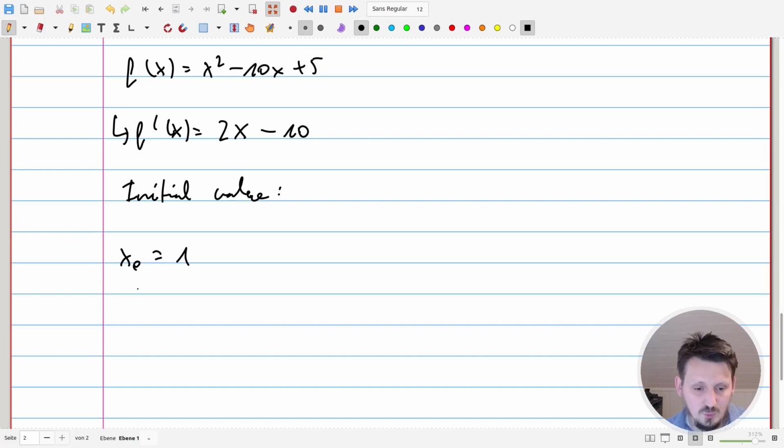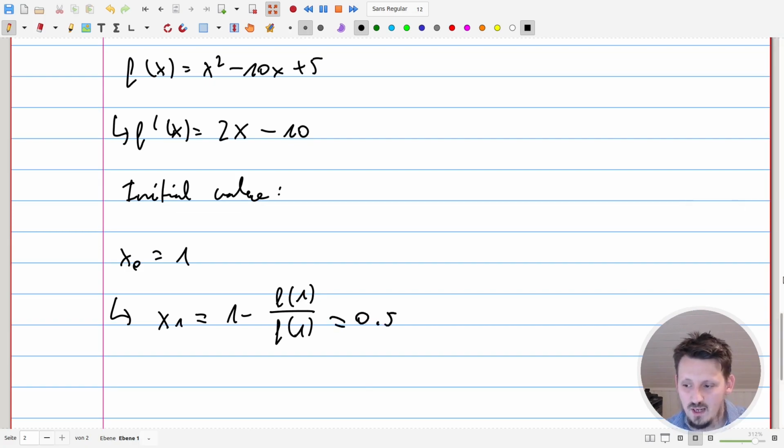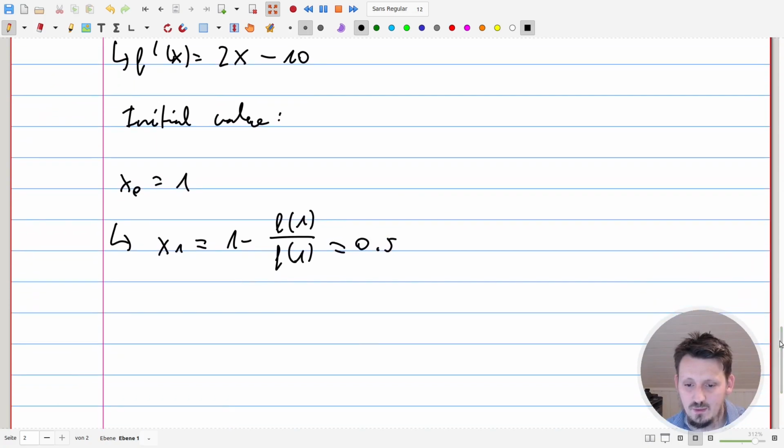So now what we have to do is insert this into our Newton's method formula. So we get x1 equals 1 minus f of 1 divided by f prime of 1. This is our x0, and when you do that, you get a value of 0.5. And you will see later that this is already very close to the root of the function.